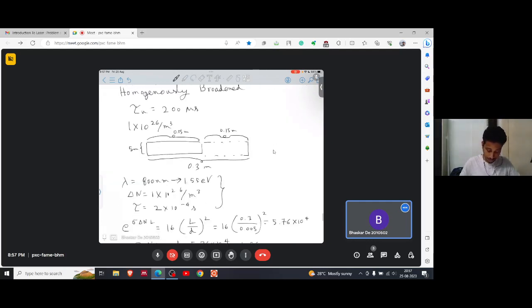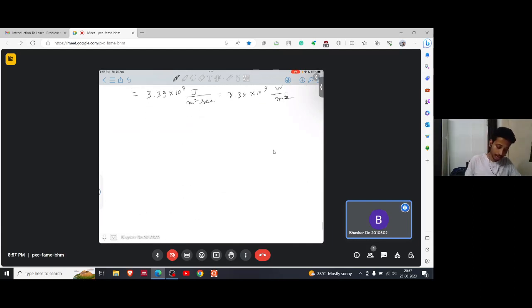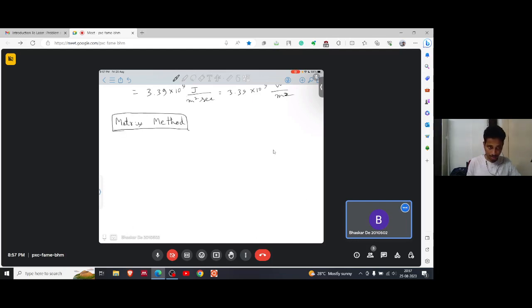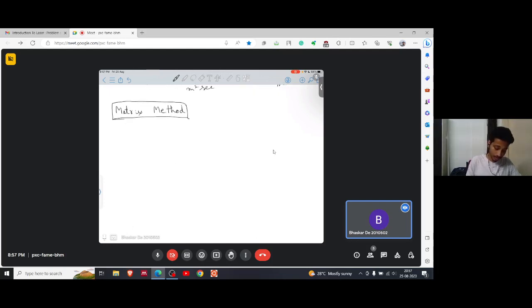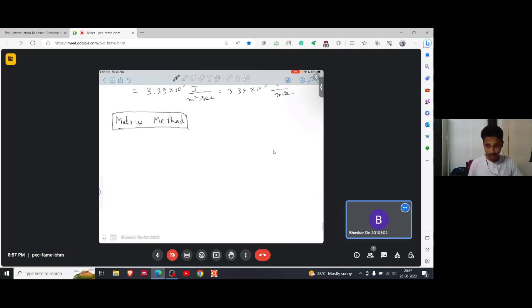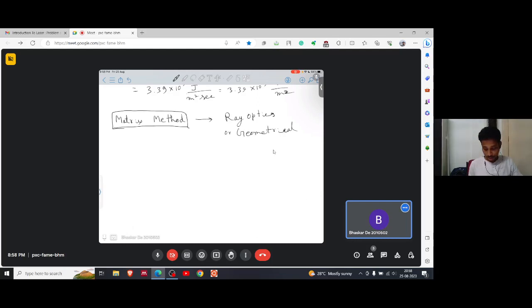In the next class I will discuss the matrix method, which I have already discussed in one of the previous problem solving sessions, but in that class I'll show some examples of the matrix method and how to use it. By the matrix method I will calculate the stability of a resonator and also show how this method is used to solve the problem and how easy it actually is. So the matrix method is basically ray optics or geometrical optics.